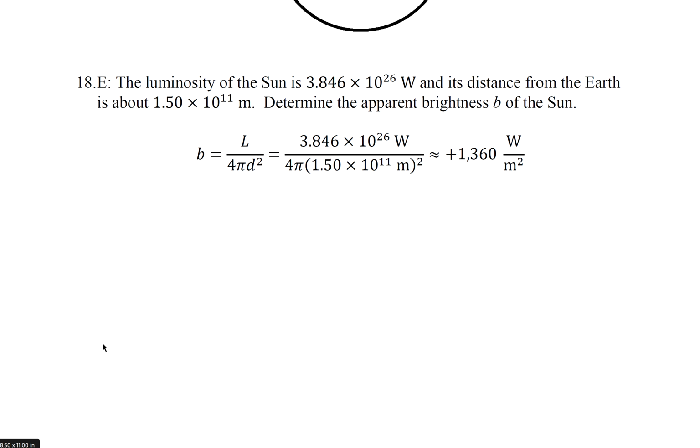Question 18. The luminosity of the sun is 3.846 times 10 to the 26 watts, and its distance from the Earth is about 1.5 times 10 to the 11 meters. Determine the apparent brightness B of the sun. So we just use this equation. Sorry, L over 4 pi d squared.